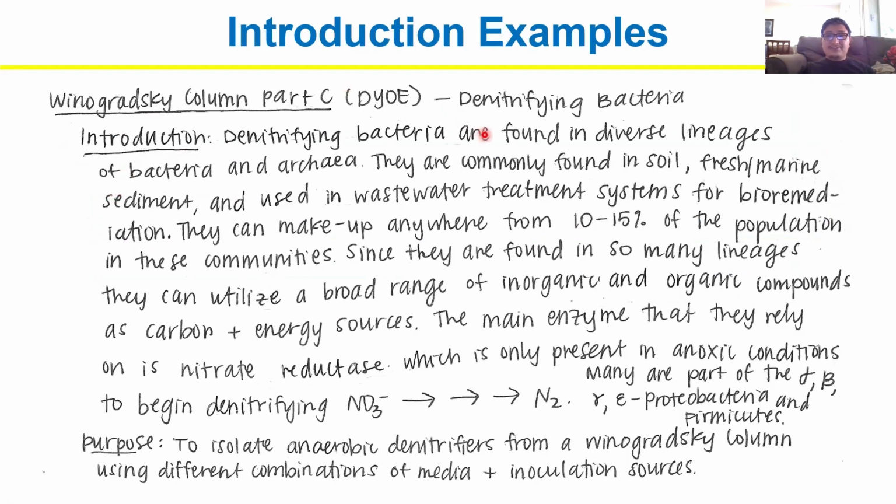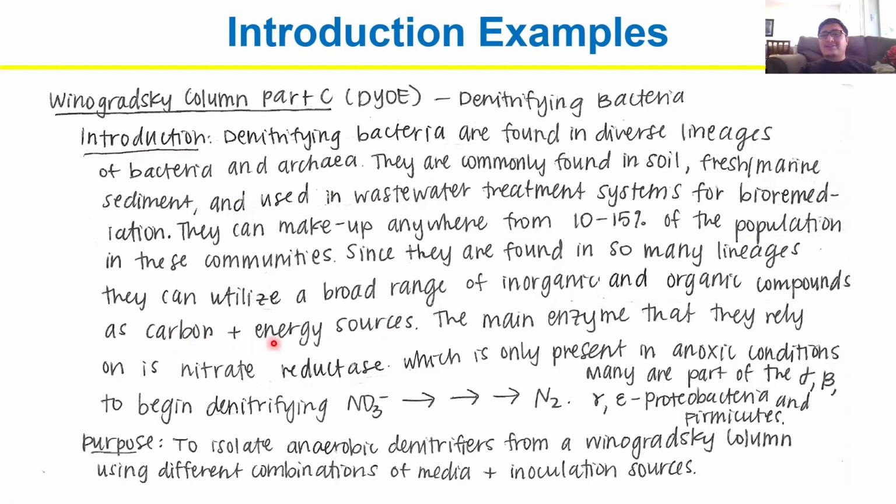The nitrifying bacteria. Nobody's doing this quarter, so that's why I'm giving you this example. This person said the nitrifying bacteria are found in diverse lineages of bacteria and archaea. They are commonly found in soil, so that's telling me where the organisms are found, in marine environments or sediments, and they are used in wastewater treatment systems for bioremediation. They can make up anywhere from 10 to 15% of the population in these communities. Since they are found in so many lineages, they can utilize a broad range of inorganic and organic compounds as carbon and energy sources.